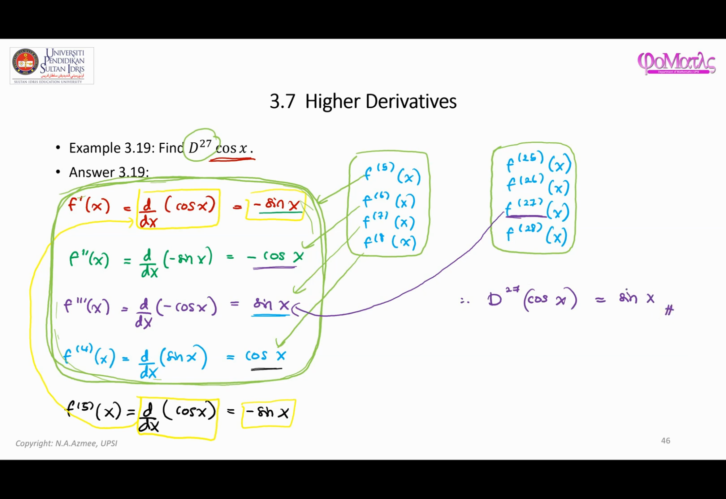So this part here requires some explanation, and I've already explained why that is so: because we have the cycle every 4 steps, the answers are just going to repeat themselves, and we know that we have this cycle here for 25, 26, 27, 28. Therefore the answer for this one, which is the 27th derivative, is going to be equal to sine of x.